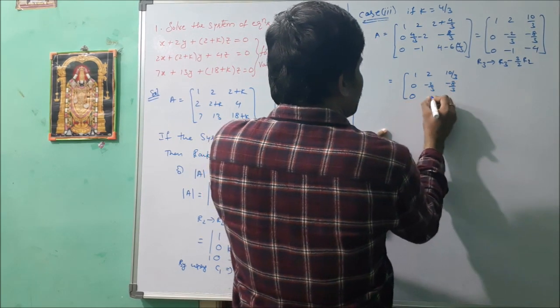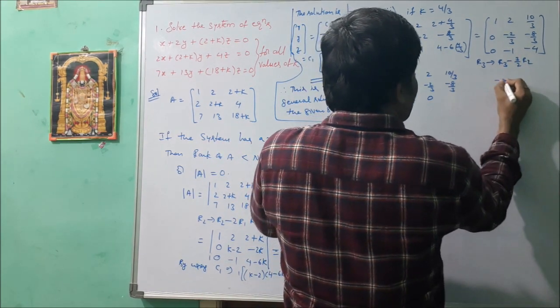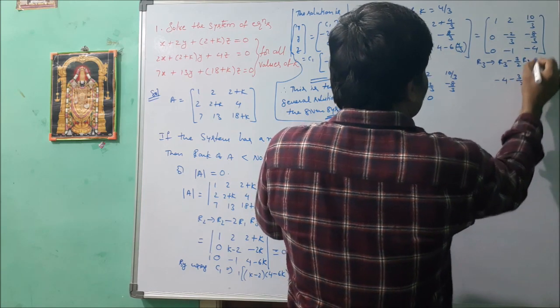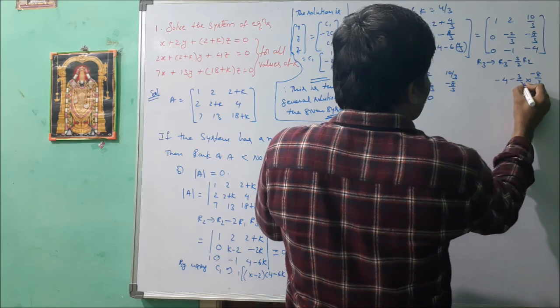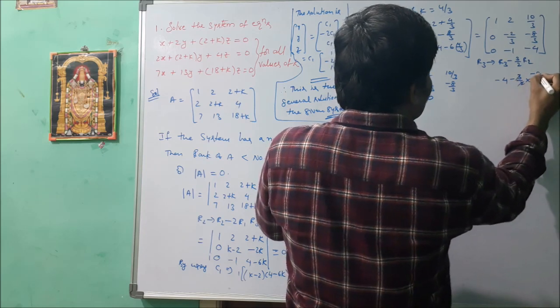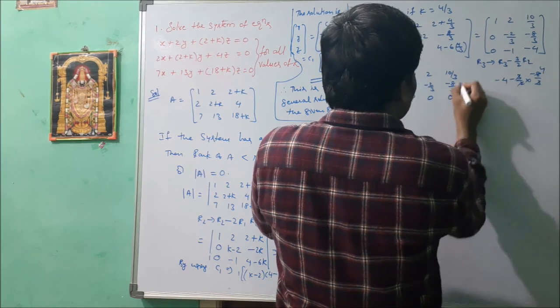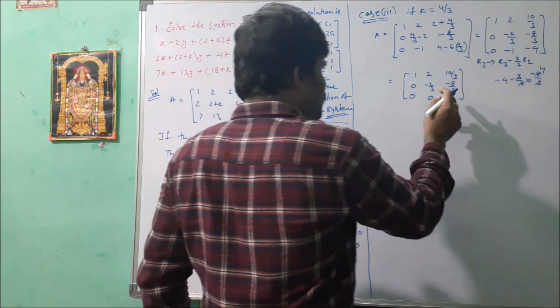Here this is 0, this is also 0. In this one, R3 means minus 4, minus 3 by 2 into R2 means minus 8 by 3. So here it can simplify, 3 3 cancel, 2 2 cancel, 2 4 cancel, minus 4 plus 4, this is also 0.